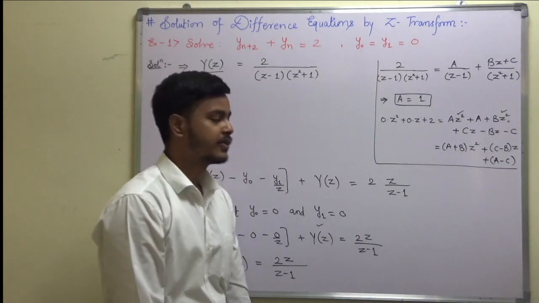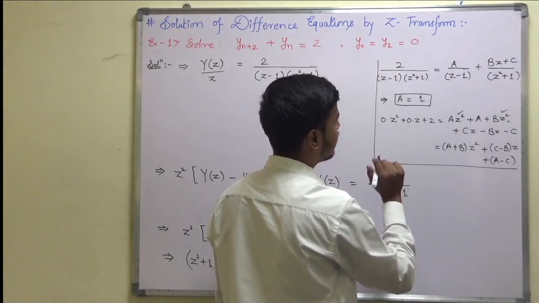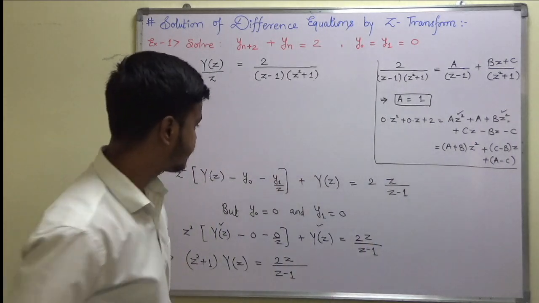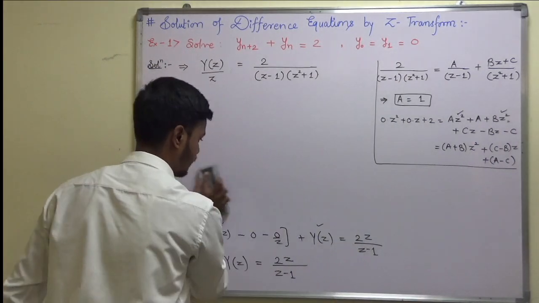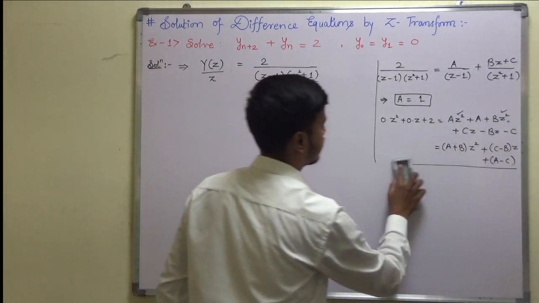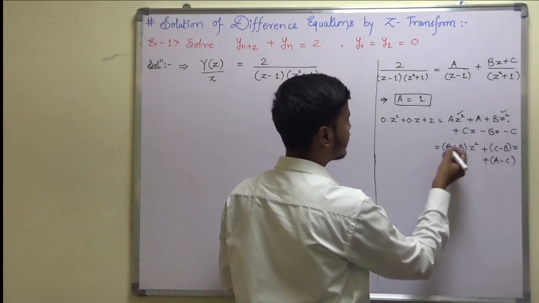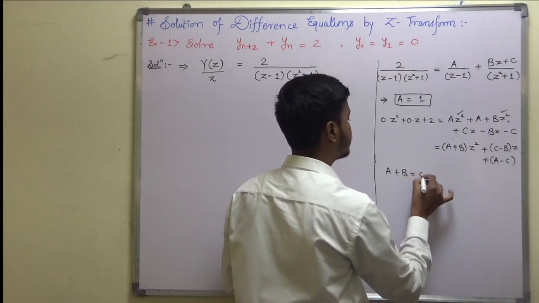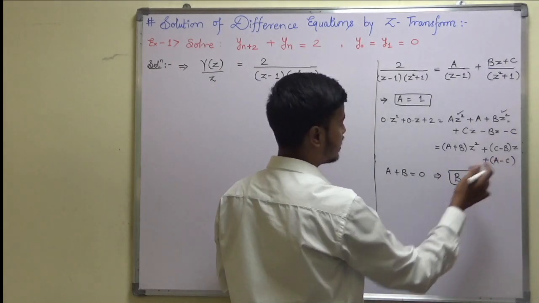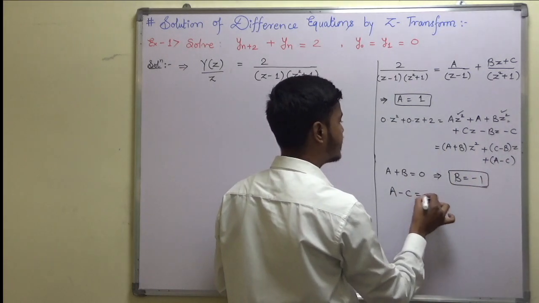Here we can take any values, I have a to be 1. So I can write a plus b is equal to 0, a is equal to 1, so b is equal to minus 1. Now c I have to find out. So a minus c is equal to the constant term. So a minus c is equal to 2.